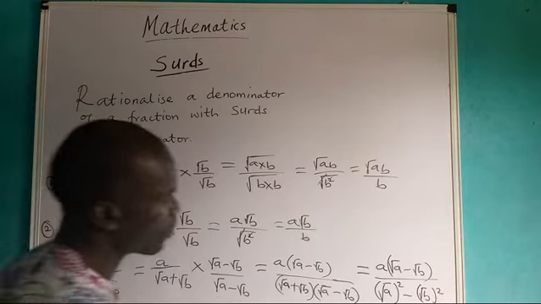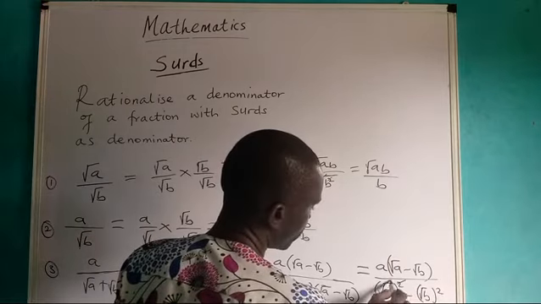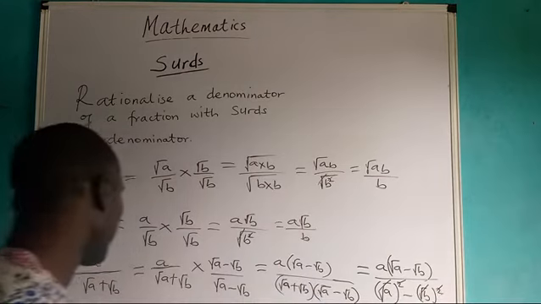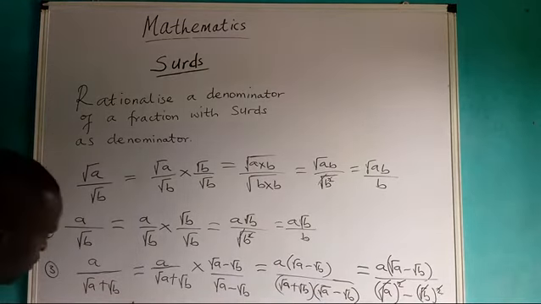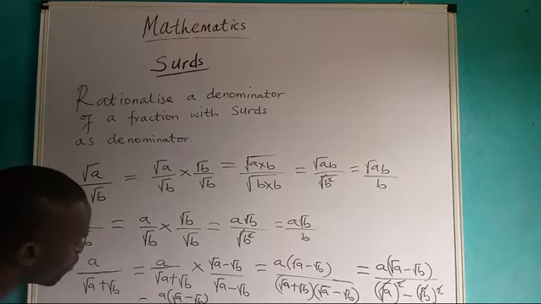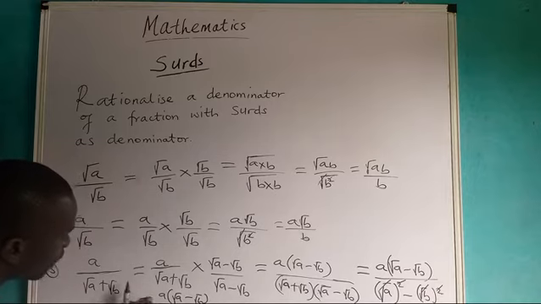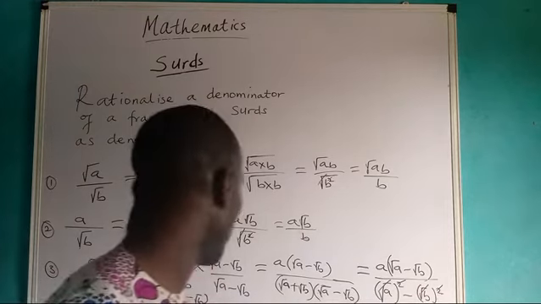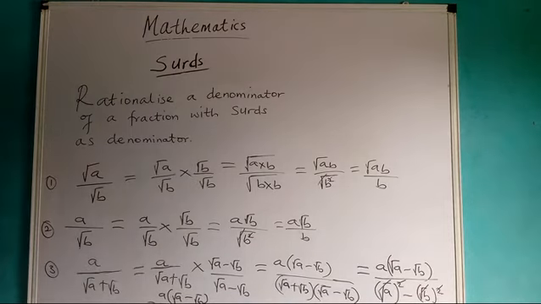It means that the square here will kill this root, and the square here will kill this root. Now, what's going to be the final result? We have A, open bracket root A minus root B, all over A minus B. This will be the final solution. This is all about this aspect.